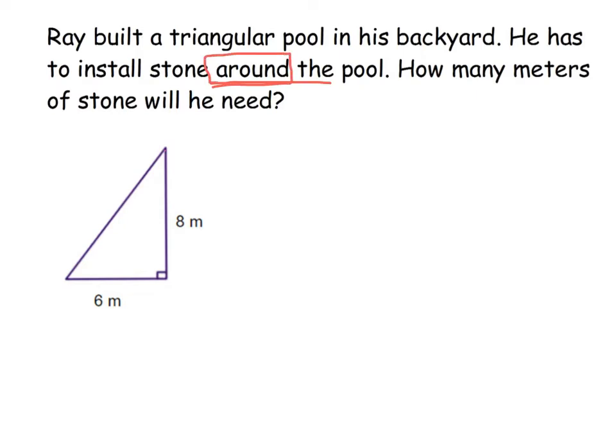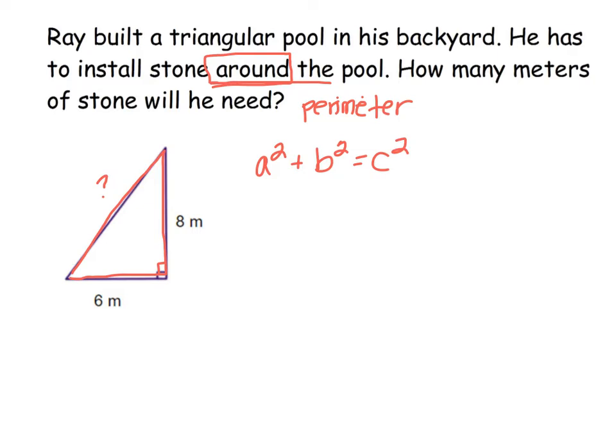So I need to think he's putting stones along this entire triangular pool. I'm not looking for inside the pool, the water. I'm looking for around. So that tells me that I need to find the perimeter of this triangle, which means I need to add up all 3 sides. Well, great, I have 2, but I need to find this third side. It shows me that I have a right triangle. So since I have a right triangle and I'm missing a side, I can use my Pythagorean theorem, a squared plus b squared equals c squared.